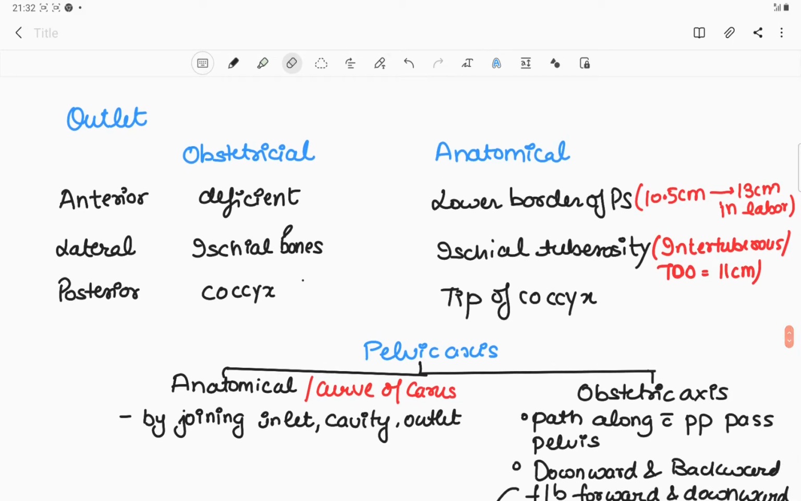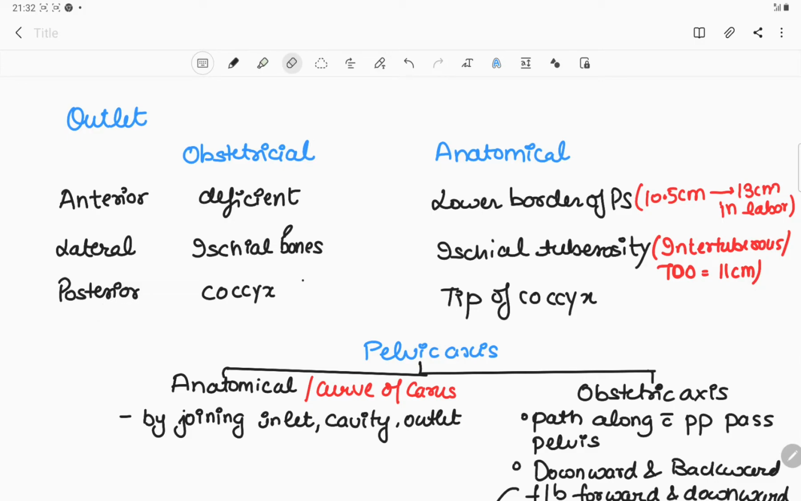Okay, outlet is divided into two, obstetrical outlet and anatomical outlet. Obstetrical outlet is bounded above by plane of least pelvic dimension and below it is anatomical outlet. It is anteriorly deficient, laterally bounded by ischial bones and posteriorly by coccyx.